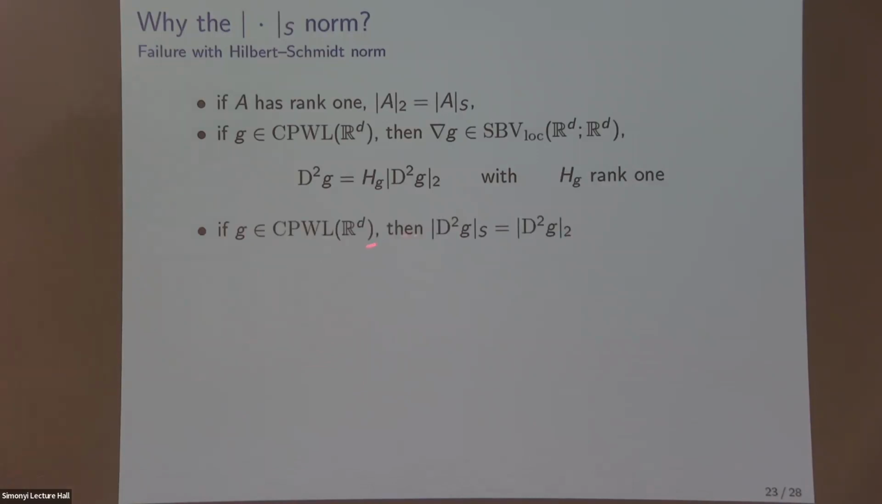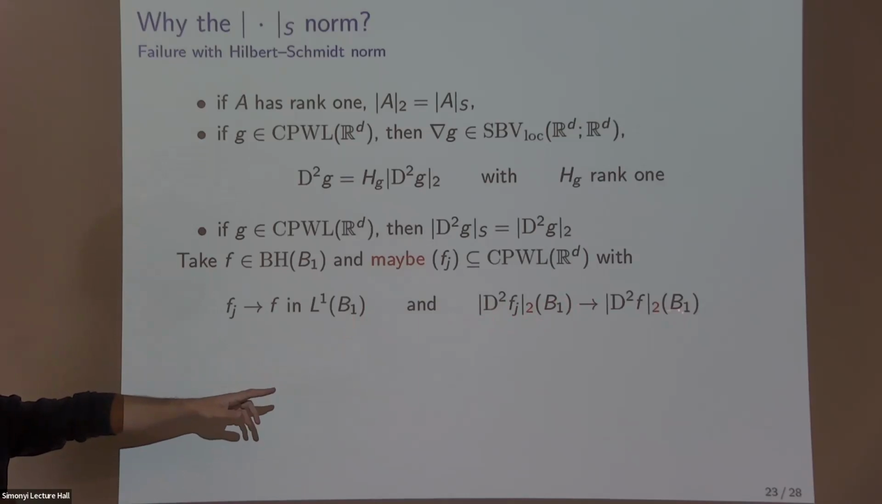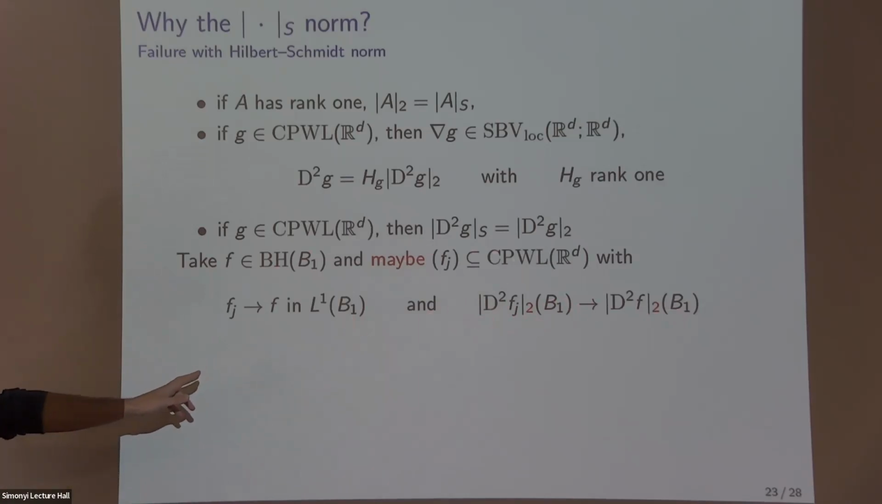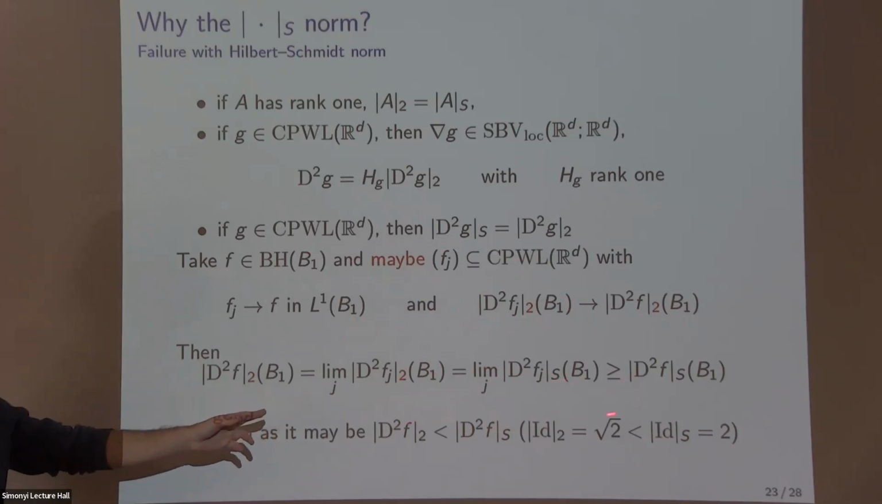So the outcome is that for CPWL functions, you can compute the second order total variation with respect to your favorite norm, and it will give you a difference. But then assume that a density result with respect to the Frobenius norm holds. Then the Frobenius norm would be greater or equal.